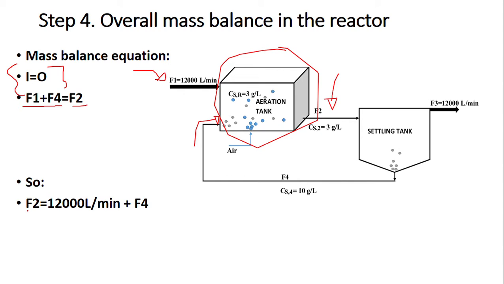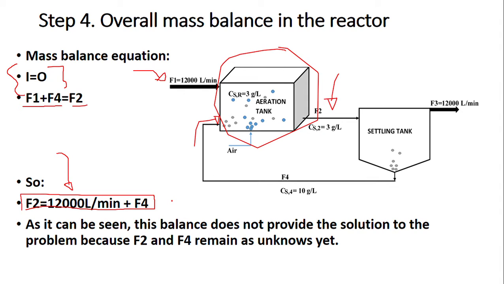So, when we substitute the known data, we obtain this expression. As can be seen, this balance does not provide a solution to the problem because F2 and F4 remain as unknowns of the problem yet.